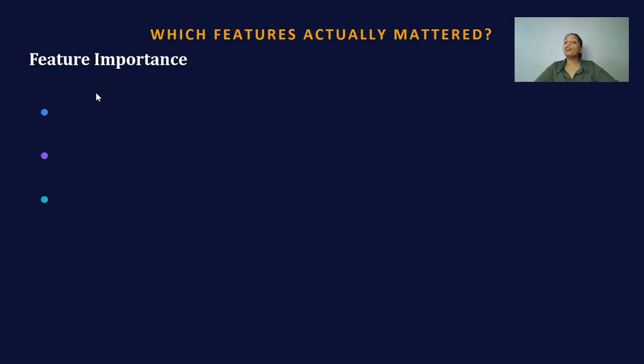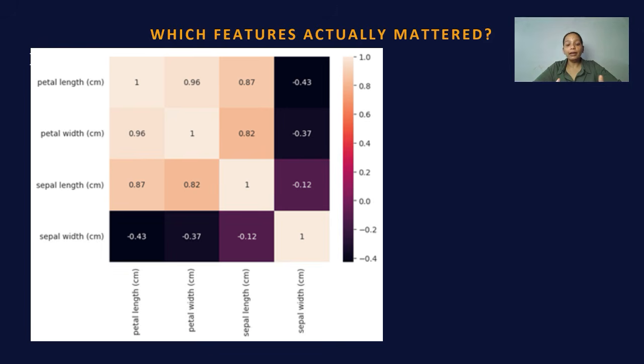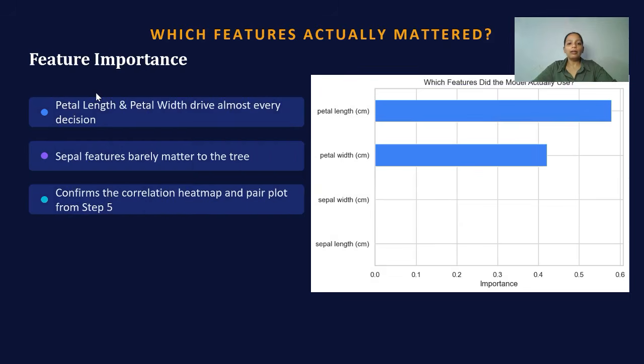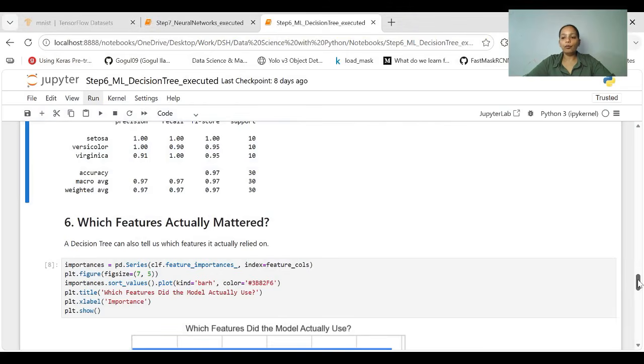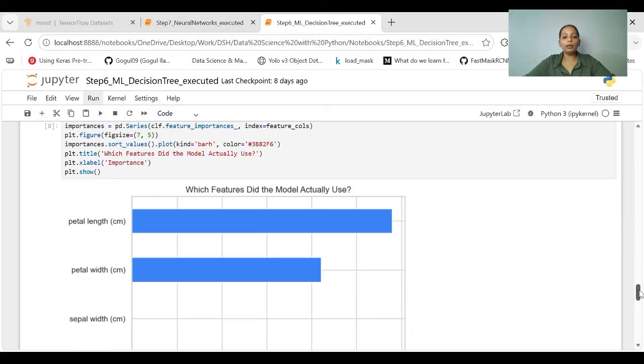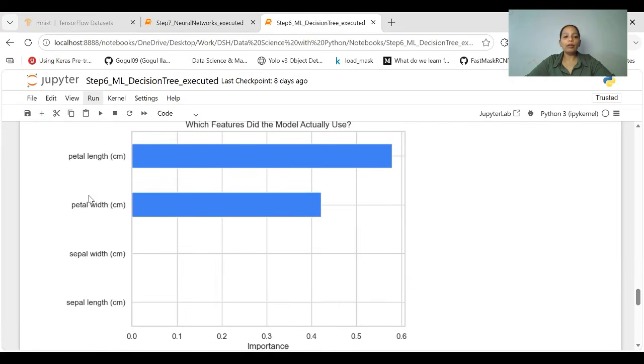One more thing a decision tree can tell us is which feature it actually relied on. If we look at the heat map, we can easily say that petal length and petal width will dominate, and sepal width and sepal length barely matter. Let's see what our model is saying. So if you see here, we drew the feature importance bar plot, and you can clearly say that petal length is the most important feature and petal width is also an important feature, and sepal width and sepal length don't matter according to the machine learning model as well.